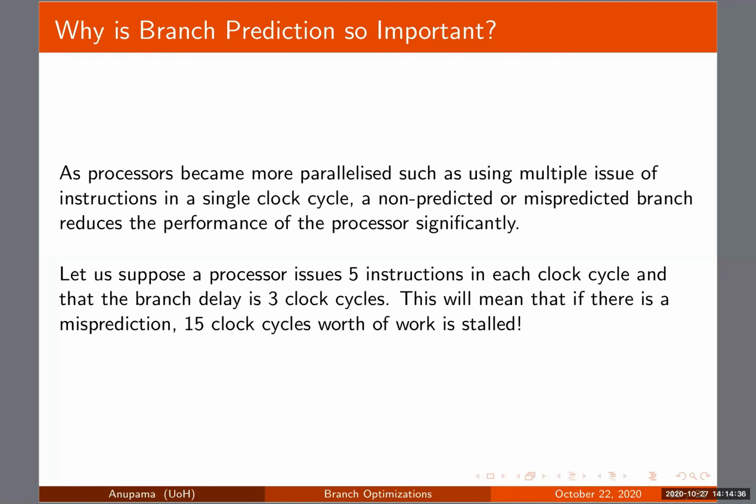and we have to convert all of them into no-ops, and then again start fetching instructions from the right location. So this is a very, very bad situation for the processors. So branch prediction became very important with these processors, which are called superscalars, where you have multiple issues of instructions per clock cycle.